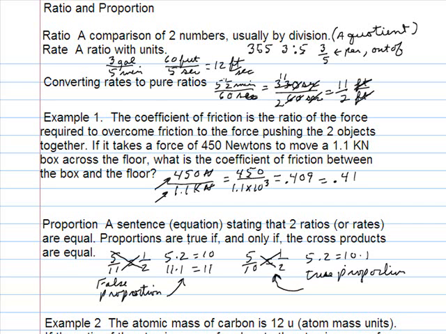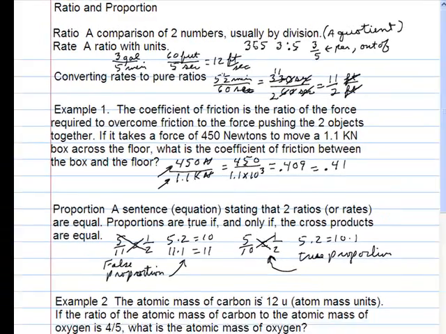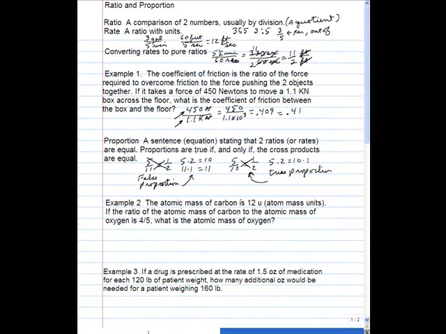So how can we use that to solve problems? Well, that comes into play whenever something in the problem establishes that a certain ratio or rate is going to hold as true throughout the problem. So let's take an example of such a problem. Here's example 2. It says the atomic mass of carbon is 12 units, where units just means something called an atomic mass unit, which is a physical constant.